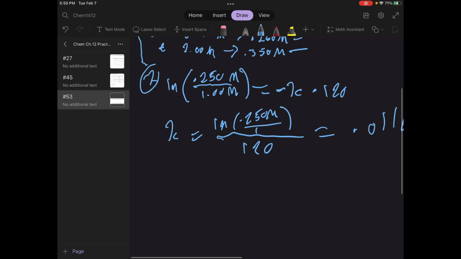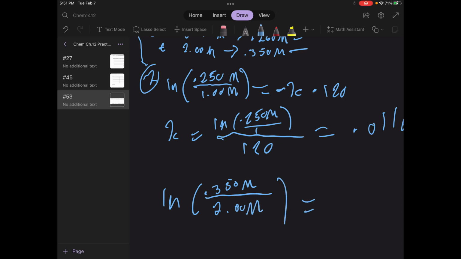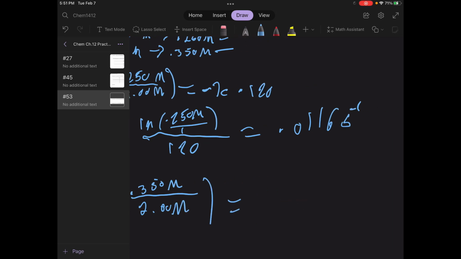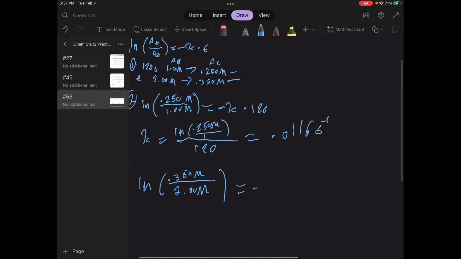Plugging in those values, we get ln of A_t, which in this case is 0.350 M, over 2.00 M, is equal to our negative k, which is 0.0116, times our time, what we're looking for.